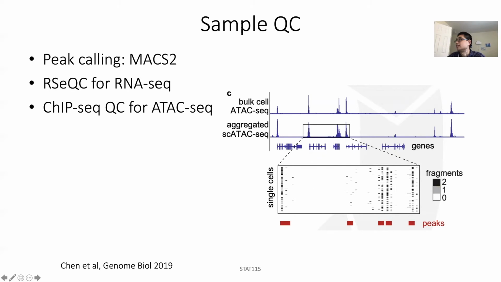An example here is that you can do a bulk cell ATAC-seq, and also you can do single cell ATAC-seq side by side, and you will see you can collapse. Here, each row is a single cell, and each black bar is one read. If you aggregate those reads together, it should give you a similar profile, just like doing a bulk cell ATAC-seq.